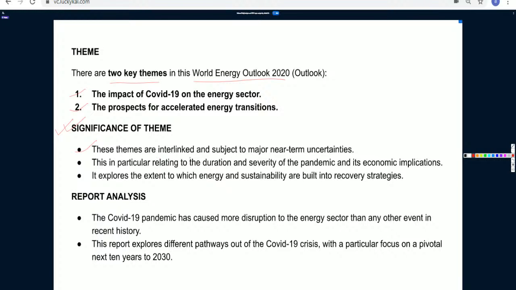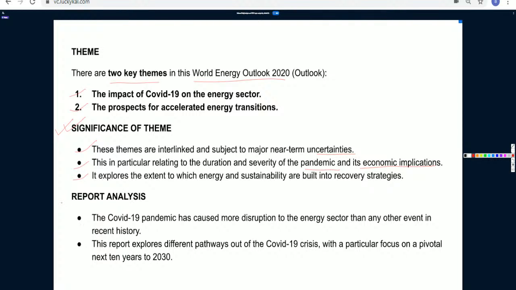The themes are interlinked and subject to major near-term uncertainties because of COVID-19. This is in particular relating to the duration and severity of the pandemic and its economic implications. It explores the extent to which energy and sustainability are built into recovery strategies.